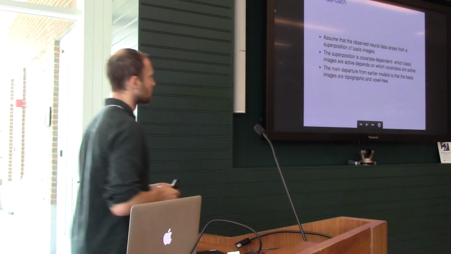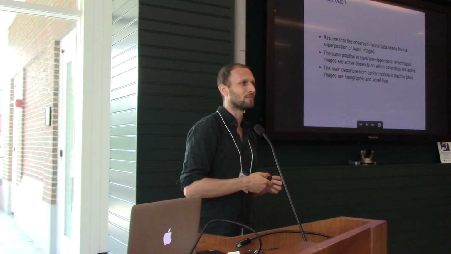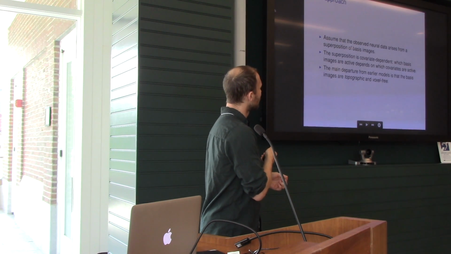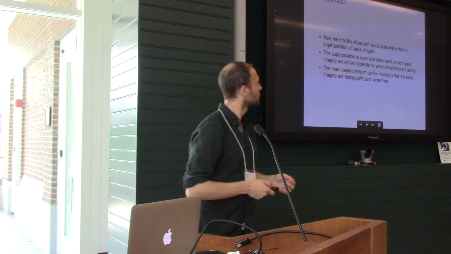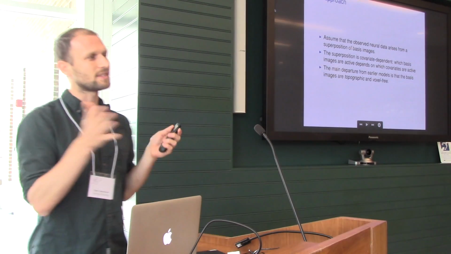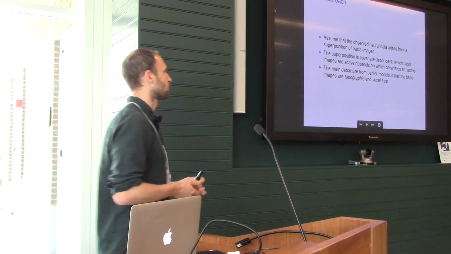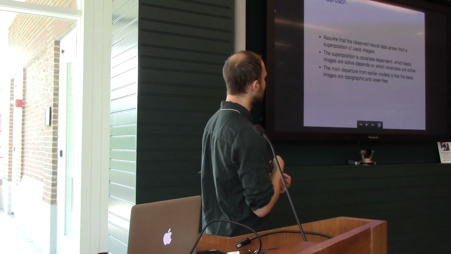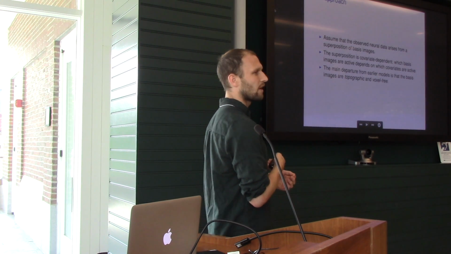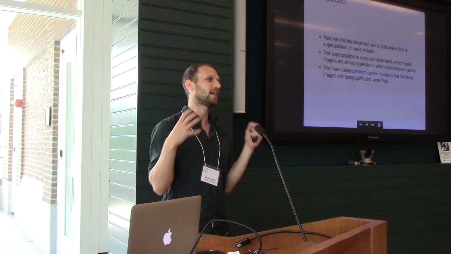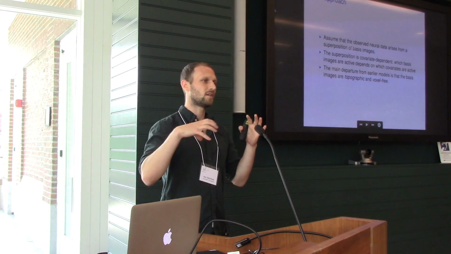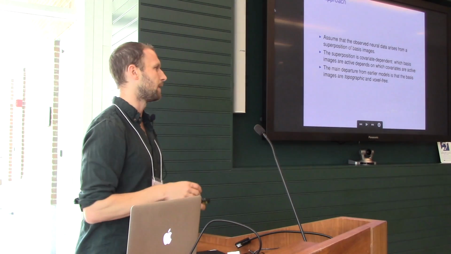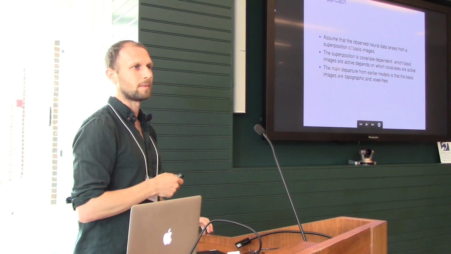So what I'm going to talk about is a new approach. Well, I guess it's not really that new anymore. I did this a few years ago. The basic idea is that the observed neural data arises from a superposition of basis images. Now that by itself is not that new. People have been doing this for many years. But the key idea here is that these basis images are going to be topographic and voxel free. So the way that we're going to define the basis functions is completely independent of the measurement discretization. I'll explain more what I mean by that in a moment.